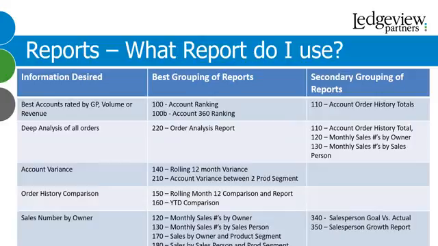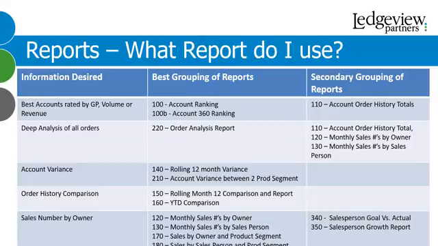Report 110, it's an account order history total. Gives you the basic information of the order history, not that deep dive. 120 and 130 are both monthly sales numbers by owner or salesperson. That just depends on how you set up your organization. They really give the same information.